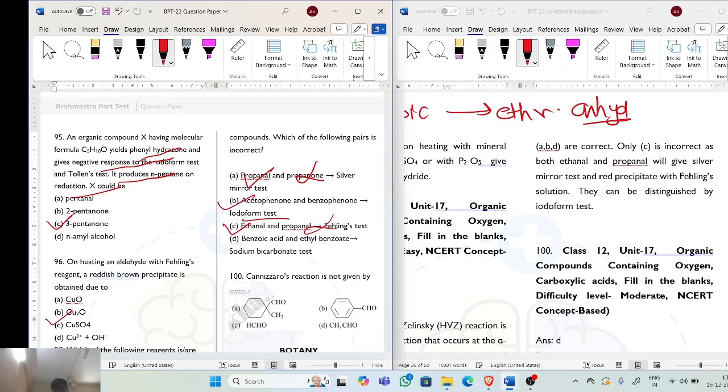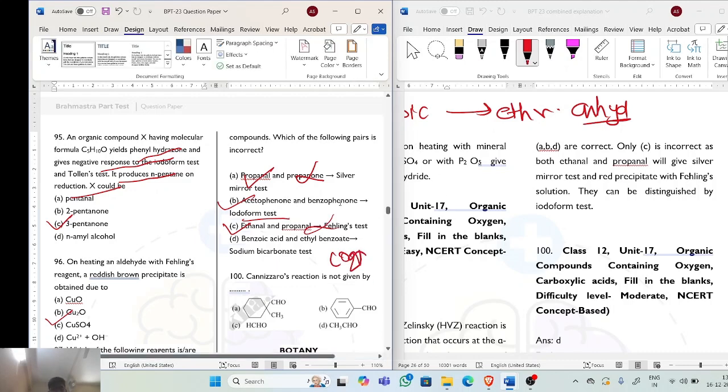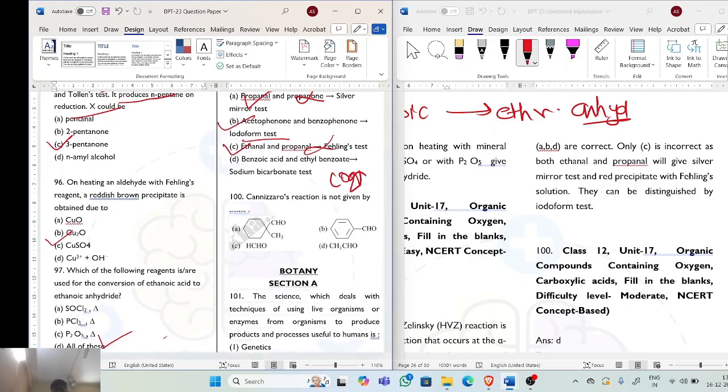Now benzoic acid and ethyl benzoate using sodium bicarbonate. Yes, it will release the CO2 gas. So option number C is our correct answer. Now the last question: Cannizzaro reaction is not given by. So Cannizzaro reaction is not given by the compound which has alpha H. Okay, not given by, so we have to find the compound which has alpha H. Option number C doesn't have the alpha H, hence it can't be our answer.